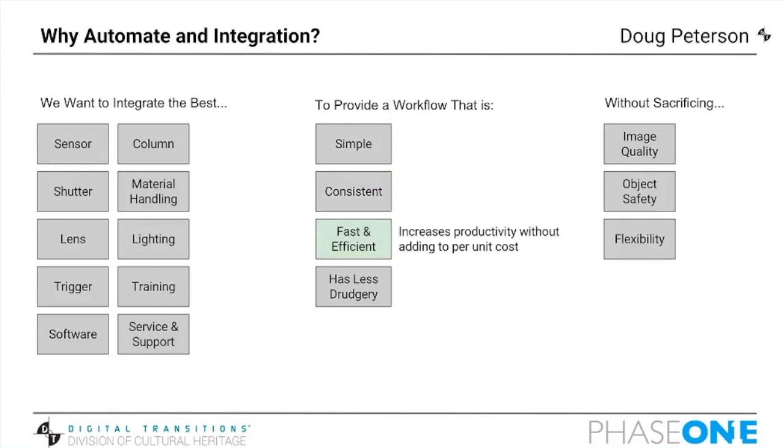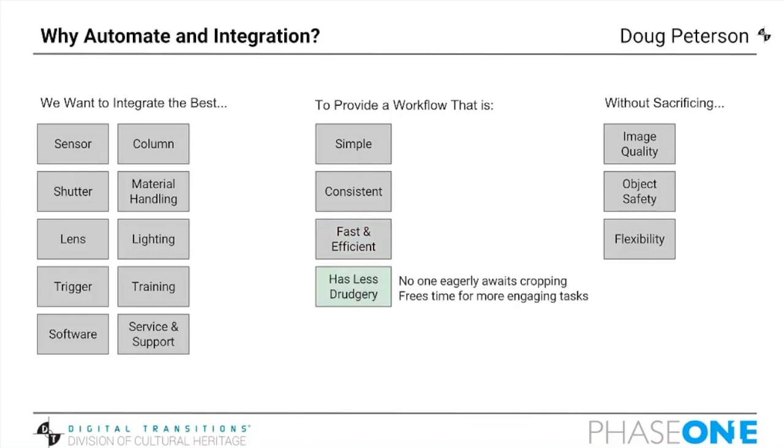We care about automation integration because it makes the workflow faster and efficient. It increases the productivity without adding to the per unit cost. Sometimes such automation integration will cost a little bit more on the front end as far as a capital investment goes, but over the course of even a small project, the increase in productivity can often overwhelm that, and over the course of years of digitization, clearly outmatch the cost of any input at the beginning.